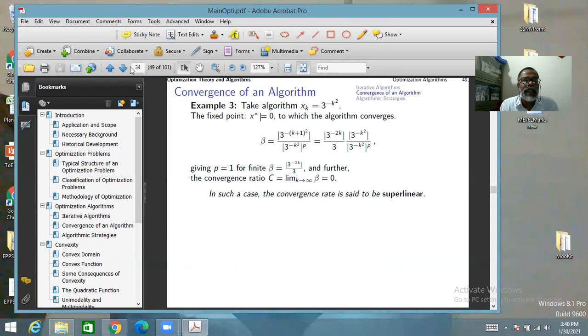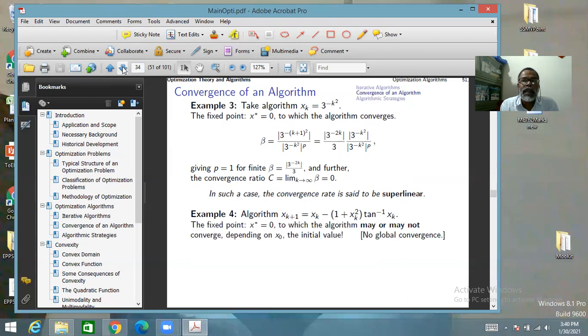Okay? Take one more example of this class. Say this is an algorithm. This is again an iterative algorithm. Okay. So given a starting x0, you put that here. What you get is x1. Put that here. What you get is x2, and so on. So try this, and we should start asking the same questions. There is a fixed point, a point where it is supposed to converge, and that you get by putting x star here as well as here. And then as you solve, you get that value to be 0. So to 0, it is supposed to converge if it does converge.